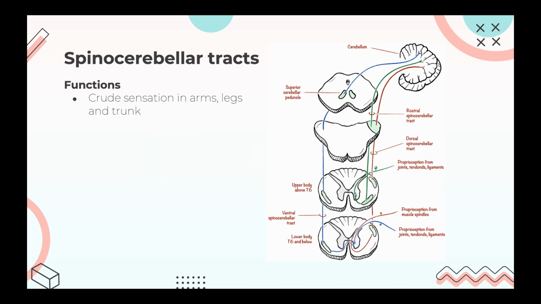And then finally, there are the spinocerebellar tracts. As you can tell from the name, they are connected to the cerebellum, and they help with crude sensation in the arms, legs, and trunk, and therefore also positioning of these arms and legs and the trunk, all in relation to each other.